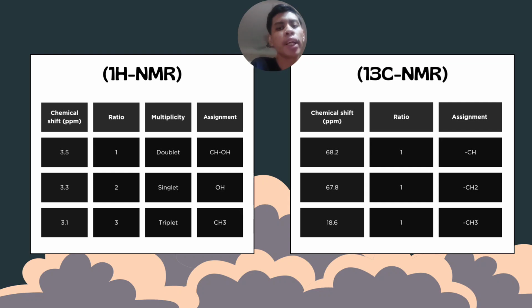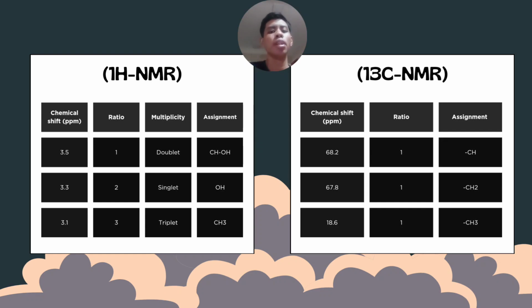For 3.5 ppm, the ratio is 1 hydrogen. The multiplicity is doublet, which means it splits into 2 peaks because of 1 neighboring hydrogen. Assignment: this is the hydrogen atom attached to the carbon that is also bonded to a hydroxyl group, OH. When a hydrogen is near an electron-withdrawing group like OH, it shifts downfield, which is higher ppm.